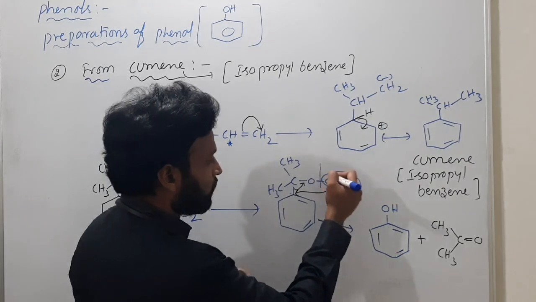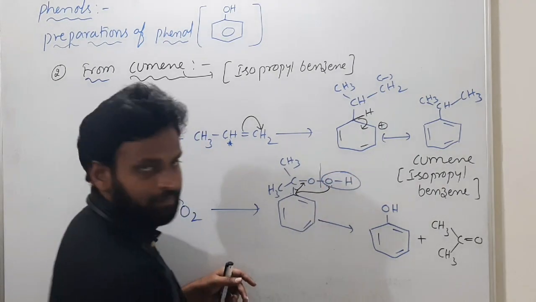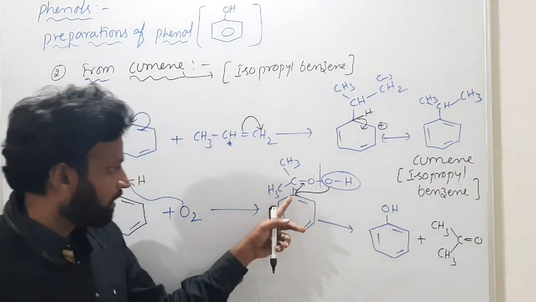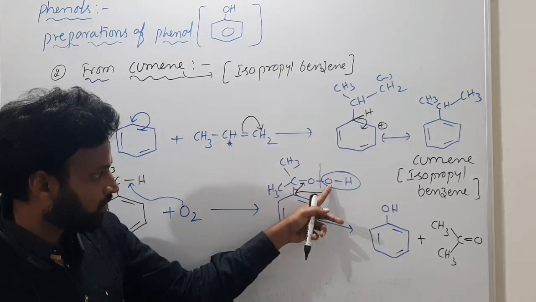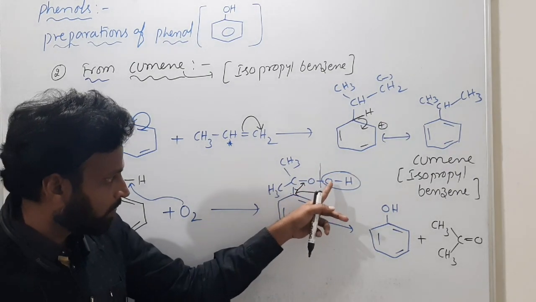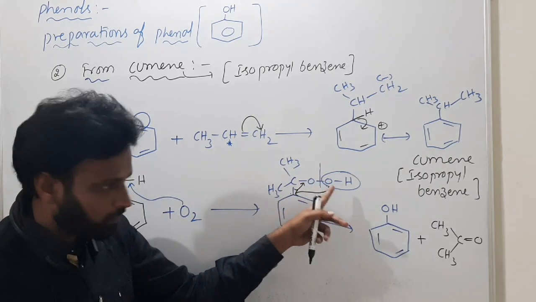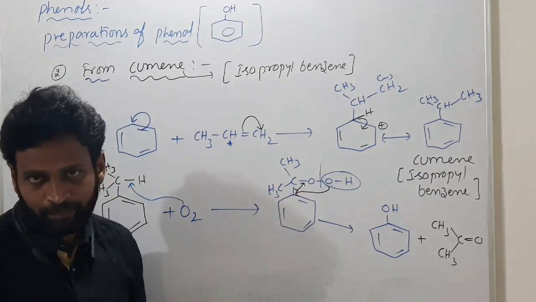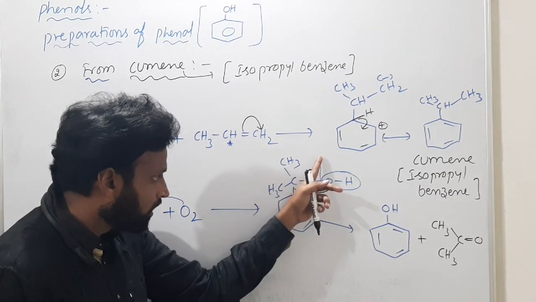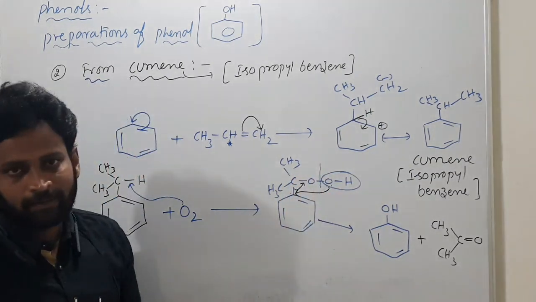Certainly this will become neutral, coming over here. Understanding? So the lone pair is coming over here, so this bond is breaking. Certainly the positive charge here will be cancelled after the lone pair donation, due to migration of this OO bond, or due to breaking of this OO bond.